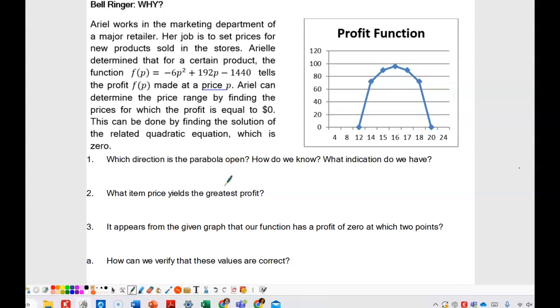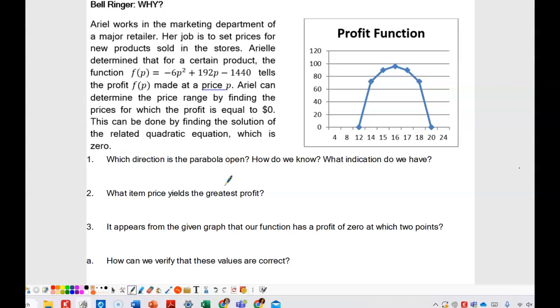Alright, so it says Ariel works in the marketing department of a major retailer. Her job is to set prices for new products sold in the stores. She has determined that a certain product has the following function, where its profit and product price are given based on the curve. The curve's equation is negative 6p squared plus 192p minus 1,440. She can determine the price range by finding the prices for which the profit is equal to 0.